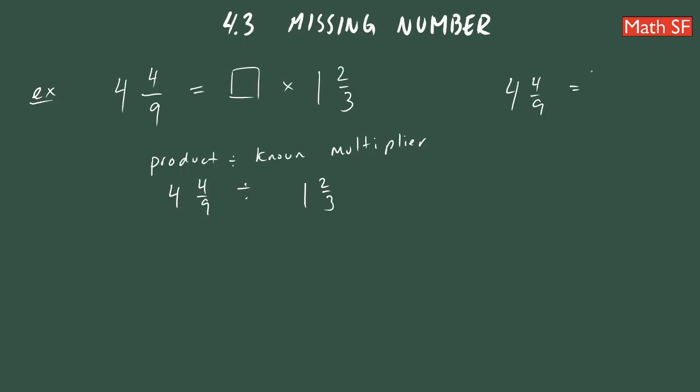9 times 4 is 36, plus 4 will give you 40 over 9. So instead of writing this mixed numeral, you're going to write 40 over 9 divided by 1 2/3, which will be 3 times 1 is 3, plus 2 is 5. That will be 5/3. Now let's divide these two numbers here.